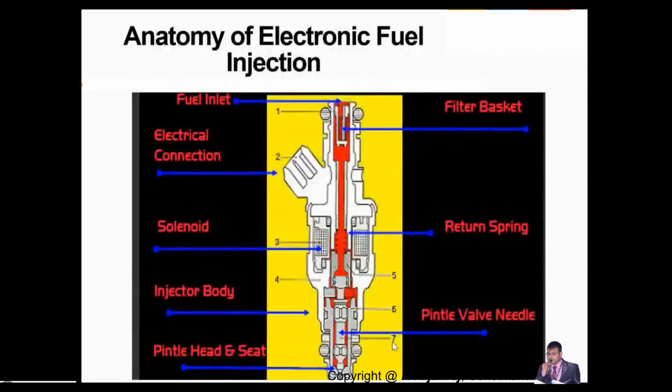The anatomy of the electronic fuel injection system. Basically, EFI is what we call electronic fuel injection. It comprises different parts. It has the fuel inlet, which is the location where the fuel gets in, and it has the electrical connection. It is a solenoid operated fuel injector. It is the body of the injector. It has the head and seat. Basically, it's pintle type, and it also has the return spring.